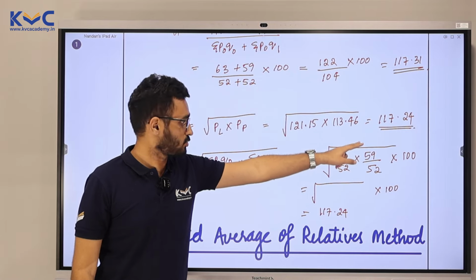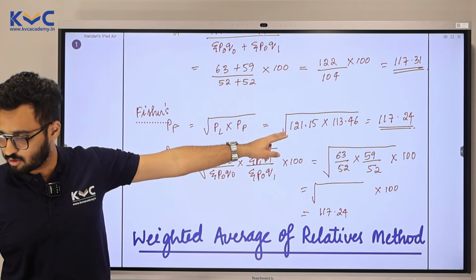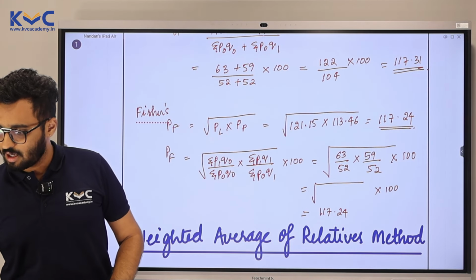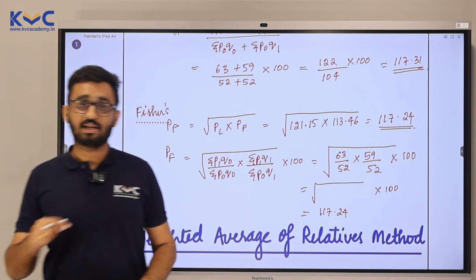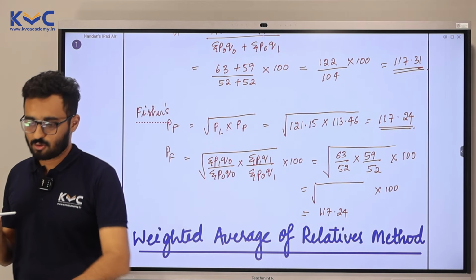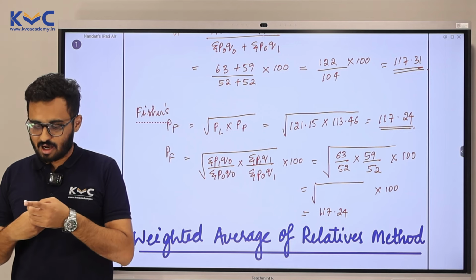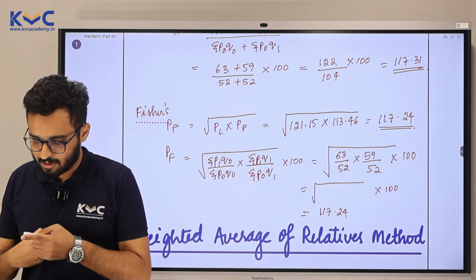Now what am I supposed to do? I need to get the square root of this. I get 1.1724, multiplied by 100. I get 117.24. Did you understand how I did it directly in the calculator?